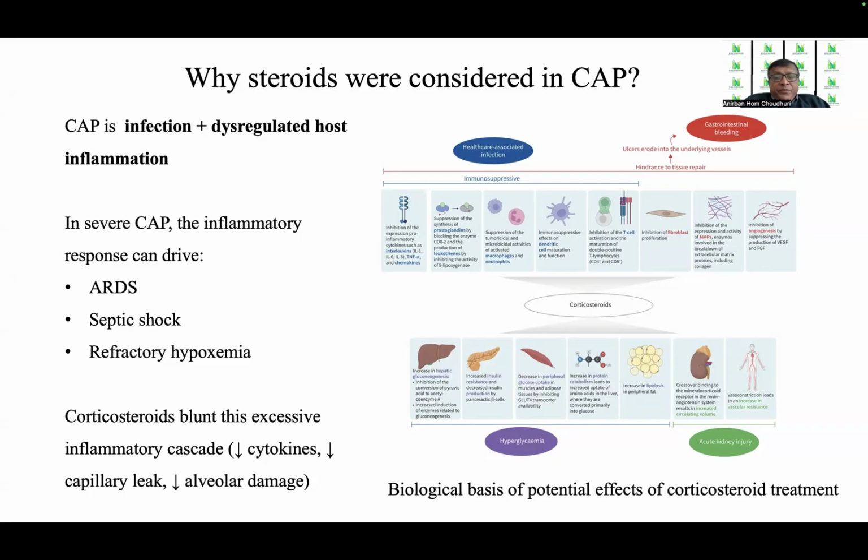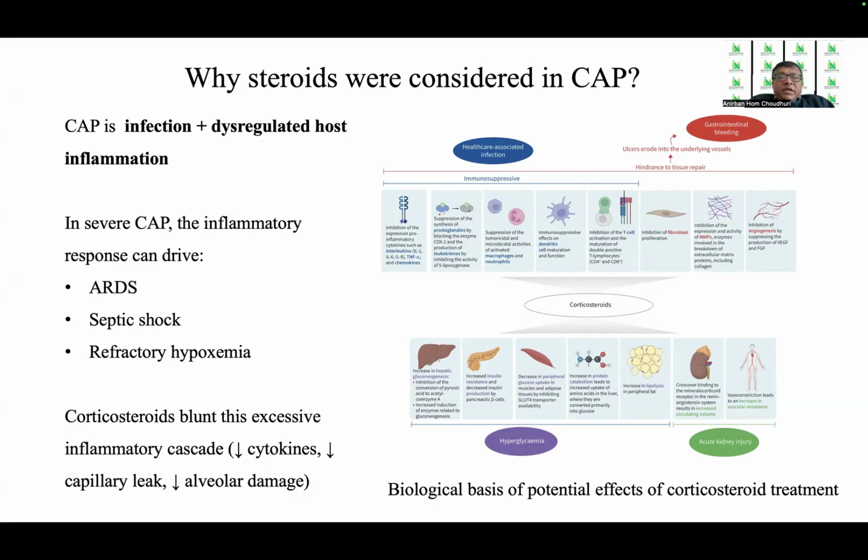refractory hypoxemia. Now, corticosteroids blunt this excessive inflammatory cascade, and thereby they reduce the cytokines, reduce the capillary leak, and reduce the alveolar damage. If you look at this slide, it will be clear to you that the immunosuppressive effects are not confined to preliminary things. They cause inhibition of expression of inflammatory cytokines like interleukins, chemokines, and TNF alpha.